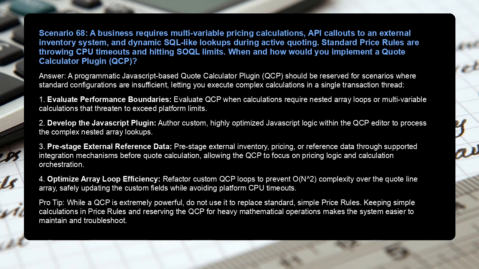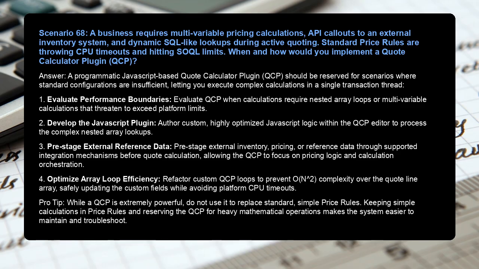Answer: a programmatic JavaScript-based quote calculator plugin, QCP, should be reserved for scenarios where standard configurations are insufficient, letting you execute complex calculations in a single transaction thread. 1. Evaluate performance boundaries. Evaluate QCP when calculations require nested array loops or multi-variable calculations that threaten to exceed platform limits. 2. Develop the JavaScript plugin. Author custom, highly optimized JavaScript logic within the QCP editor to process the complex nested array lookups.